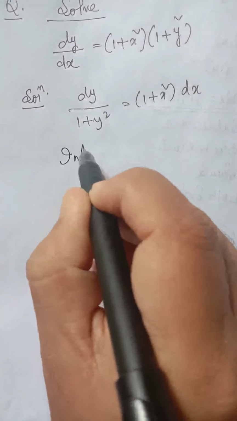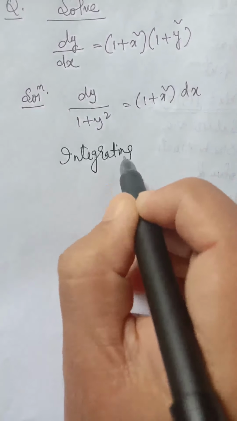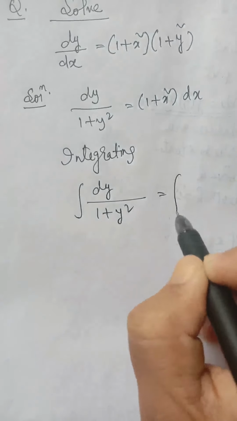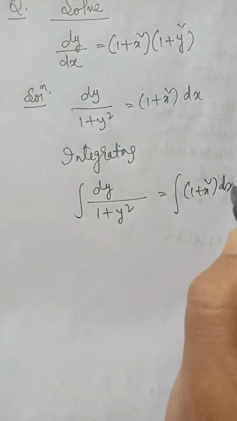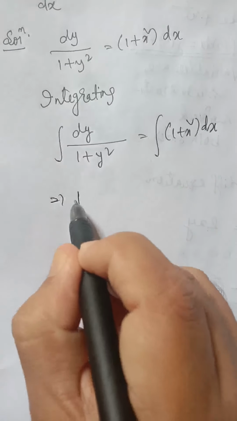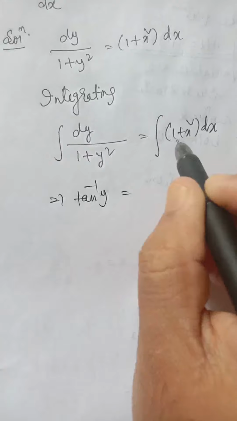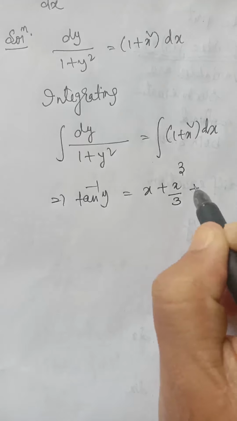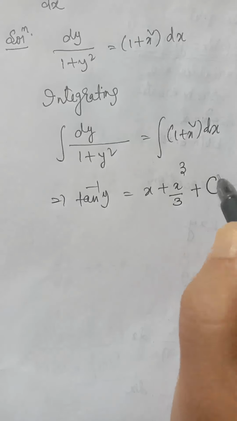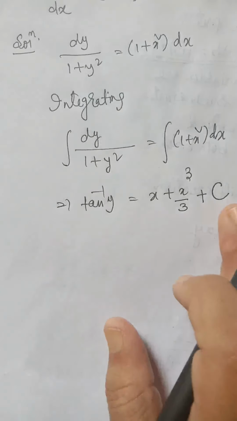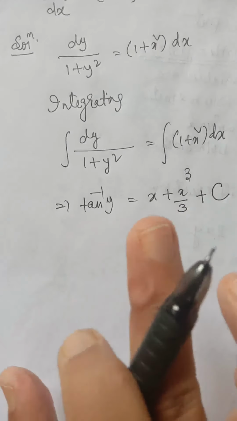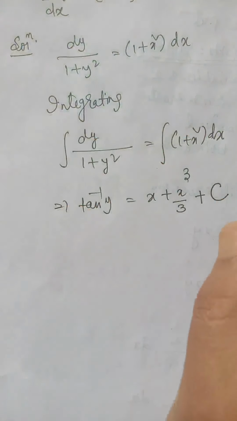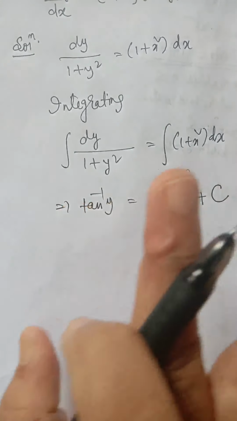Now integrating, dy/(1 + y²) equal to the integration of (1 + x²) dx. So integration of this will be tan inverse of y, integration of 1 is x, and integration of x² is x³/3. And don't forget to put the arbitrary constant, because the solution means a relation between variables and an arbitrary constant. We have to write it only once. We have integrated both the sides, but we have to write the constant on only one side, either the left hand side or the right hand side, but write it only once.